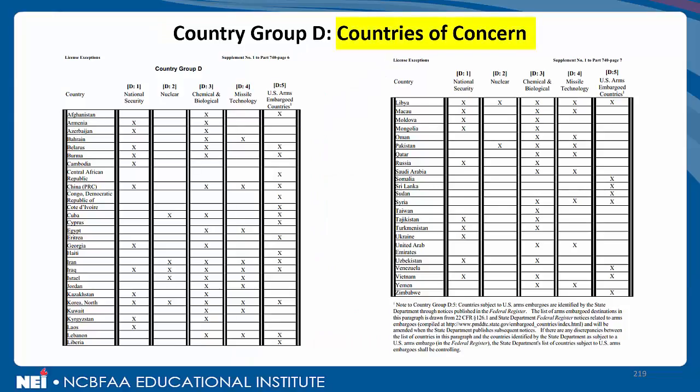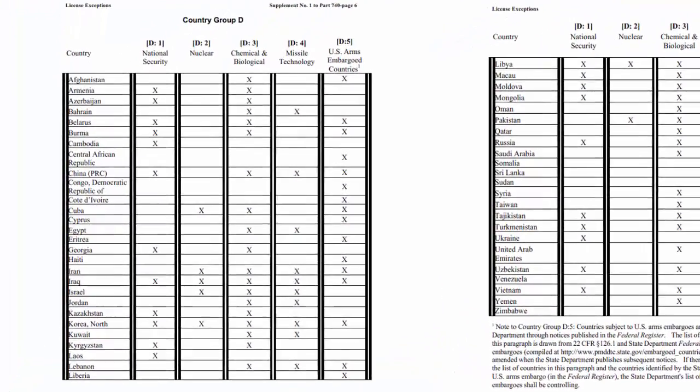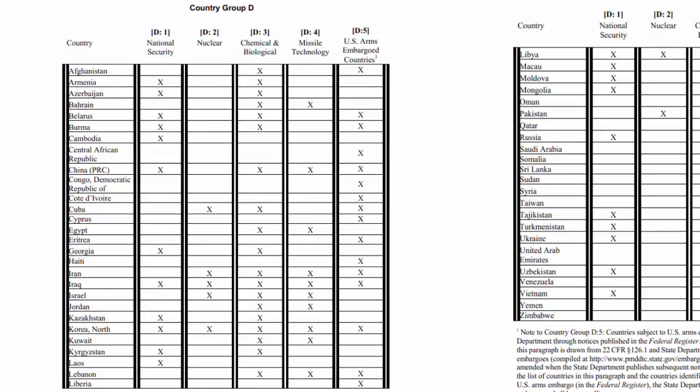Country group D, countries of concern. Now the X in the box is back to being something that is less than favorable for the particular country in question. So on the left-hand side, country group D, there are reasons why they are countries of concern. D1, national security. D2, nuclear. D3, chemical and biological. D4, missile technology. D5, U.S. arms embargoed countries. So if a country appears on this list and there's an X in the box, that's the reason why we're concerned about this particular country.